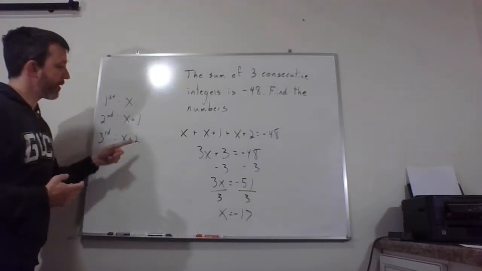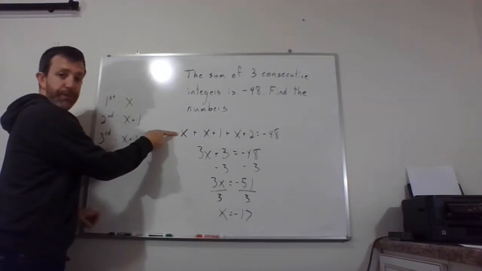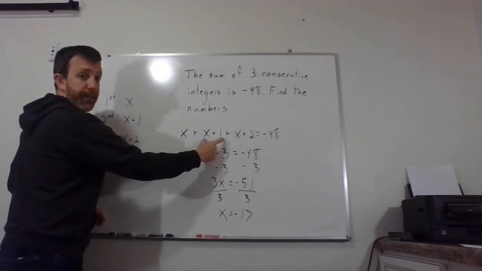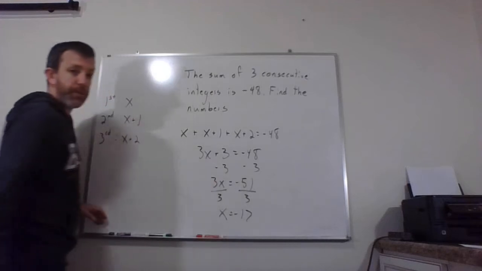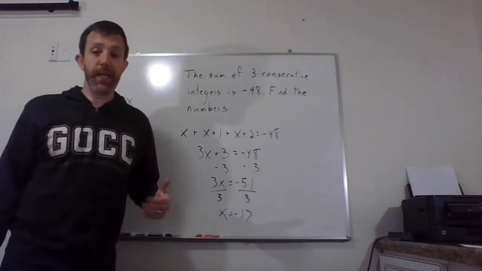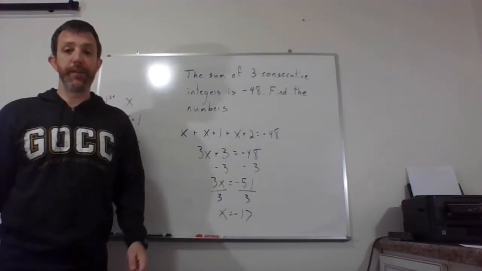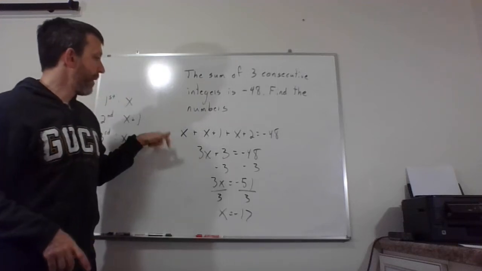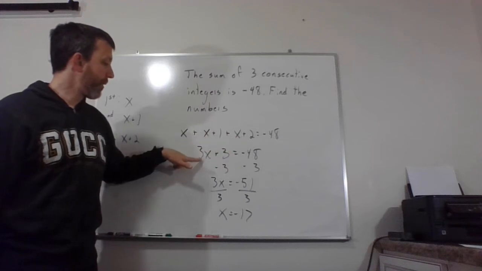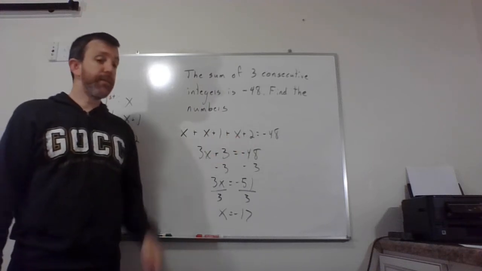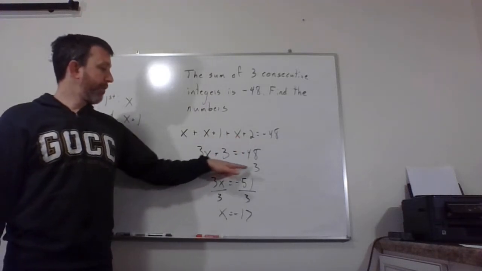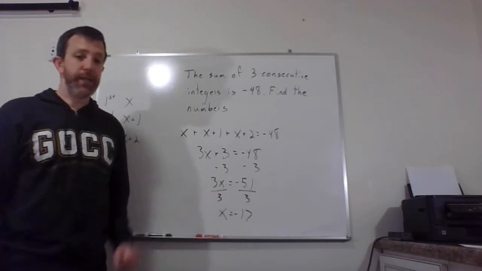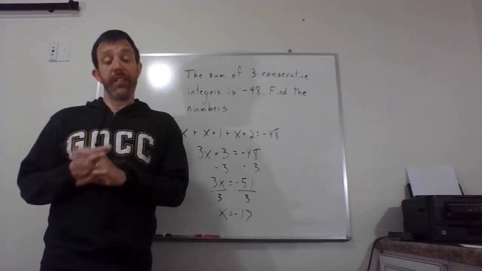So the sum of those 3 things, that's what I have written down here for the equation. X is my first one, plus x plus 1 is the second one, plus x plus 2 is the third one. Those 3 things added together equal negative 48. And now, that's just a nice little equation to solve. I combine my like terms. X, x, and x make 3x. 1 and 2 also makes 3. I subtract the 3 from both sides, which gives me negative 51. And then when I divide by 3, I get negative 17. And now we're basically done.